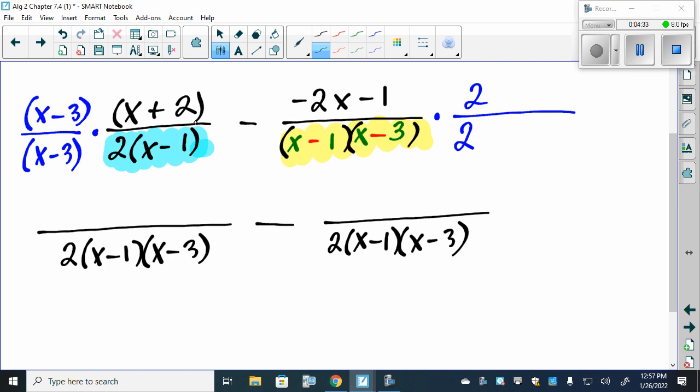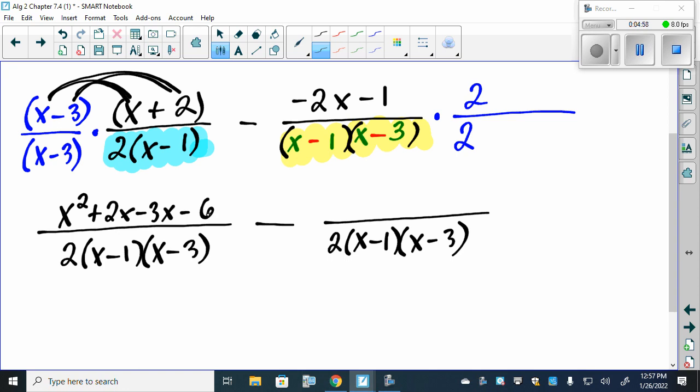Now we can multiply the numerators, and we're actually going to multiply them out. So we can do x times x, which is x squared. X times 2 is going to be plus 2x. Negative 3 times x will be negative 3x. And negative 3 times 2 is going to be negative 6.